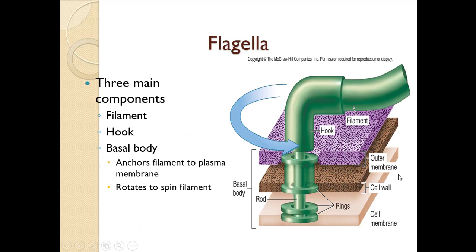So there are three main parts of the flagella. There is the filament, so that's the actual portion that sticks out of the bacteria and helps it move around. We've got the hook here, which is where it kind of swivels around and helps the bacteria move. The basal body anchors the filament to the plasma membrane. So this is the anchor portion right here. And it rotates to spin, so it twirls around, as you can see by this arrow. And you can see the different portions of how it's anchored.